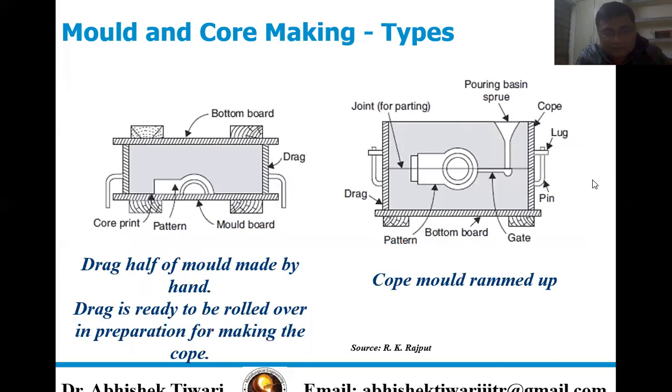So in this you can see that we have this drag half of the mold made by hand, and the drag is ready to be rolled over in preparation for making the cope. This is the cope mold rammed up. Here you can see in this figure.